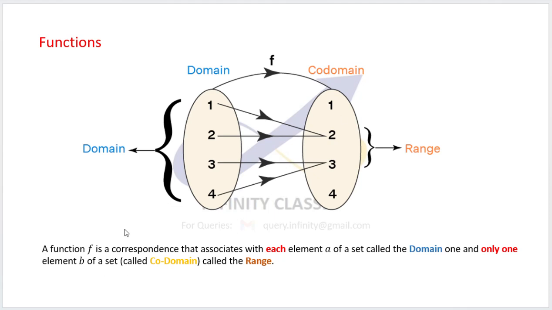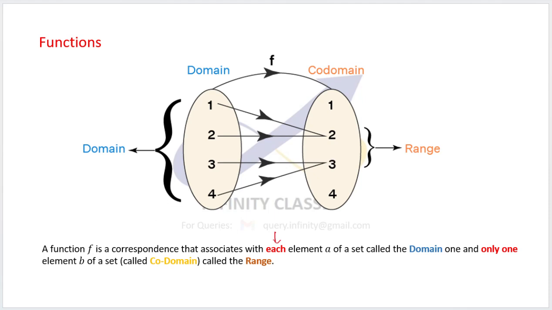So that's what I have written. This is also called a correspondence. So a function f is a correspondence that associates with each element of A, this is an important keyword, each element of A, a set called the domain, one and only one element B of the set which is called the codomain. Okay, and whatever is mapped will form the range. So domain, codomain, and range. We are very clear about it.